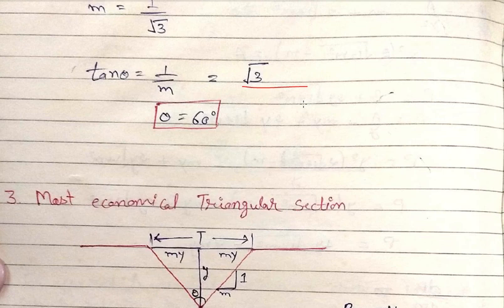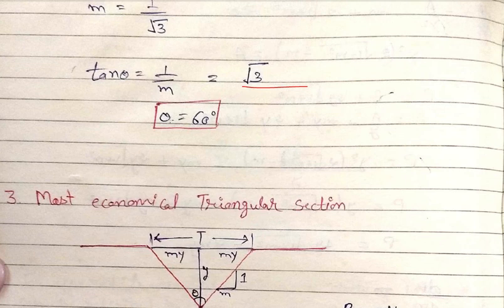Here is the fourth condition, when the side slope is varied for an economical trapezoidal section with varying side slope, the value of side slope should be 1 ratio root 3, that means theta equals 60 degrees.